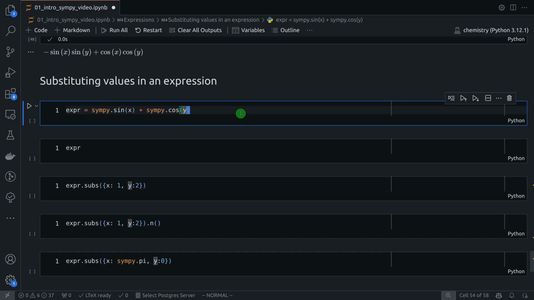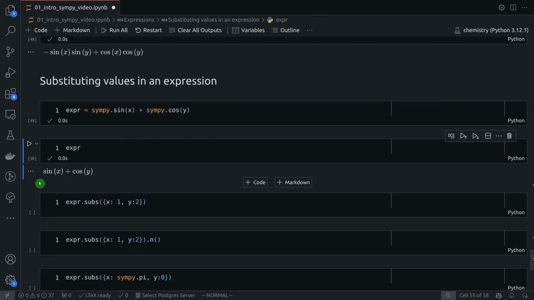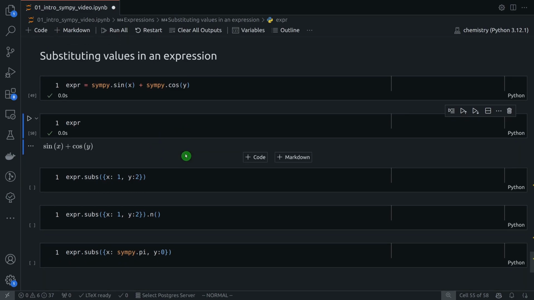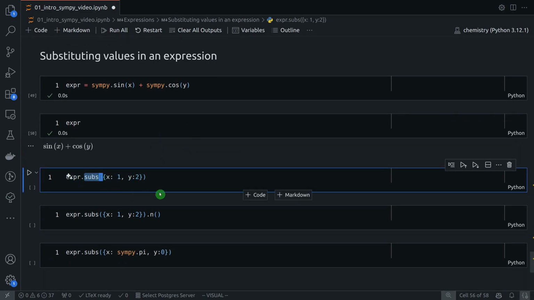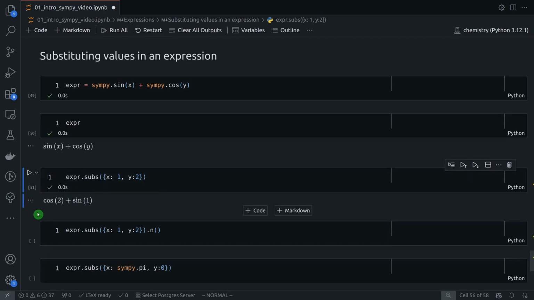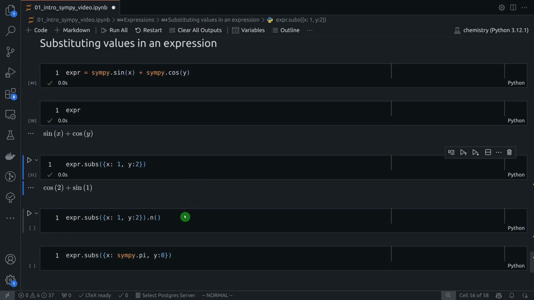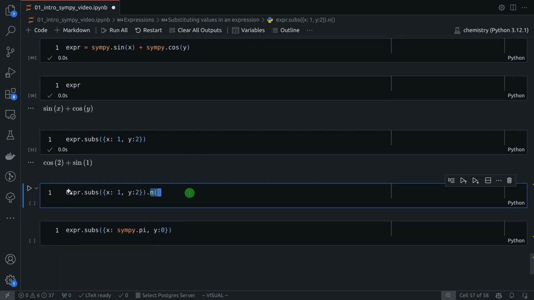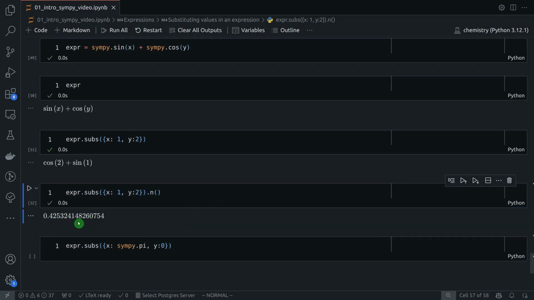I have this expression, which is simply sine of x plus cosine of y. I'm using the subs method to replace x with 1 and y with 2. So now I have cosine of 2 plus sine of 1. And I can ask for a floating point approximation using the evalf method as we've seen before. So now I have an approximate value for this expression.